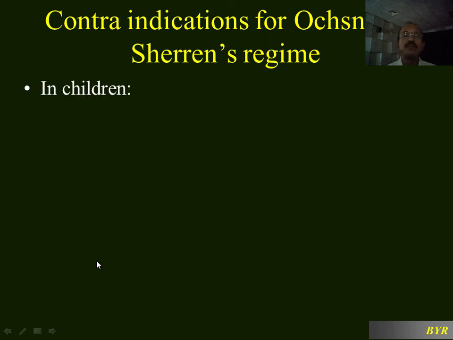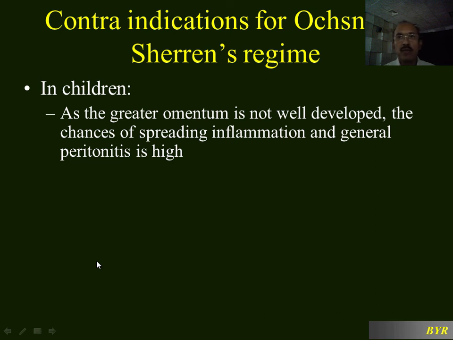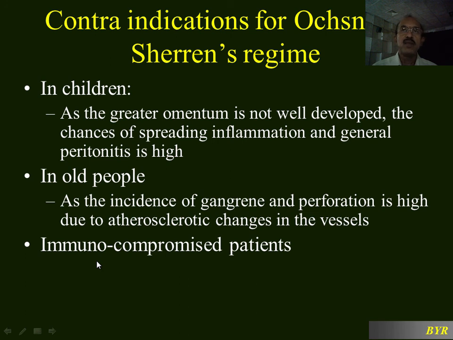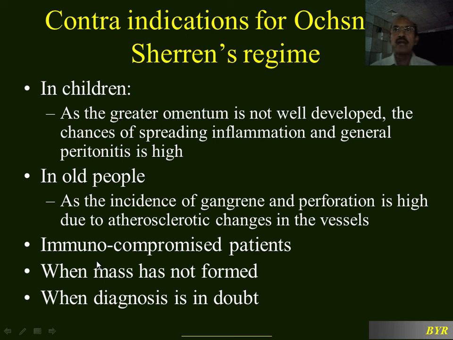Contraindications for this regimen. In children, you don't go for this particular regimen because the greater omentum is not well developed. The chance of spreading inflammation and general peritonitis is very high. That's why even if the person comes 3 or 4 days later, you always go for appendectomy. In old people, as the incidence of gangrene and perforation is high due to atherosclerotic changes in the vessel walls, you don't go for this regimen. And in immunocompromised patients, or when you cannot find or feel a mass, or when the diagnosis is in doubt. So these are the conditions where you go for surgical intervention, not for the Ochsner-Sherren's regimen.